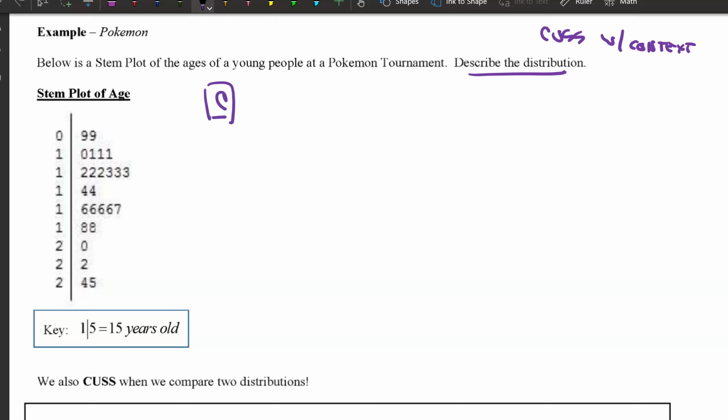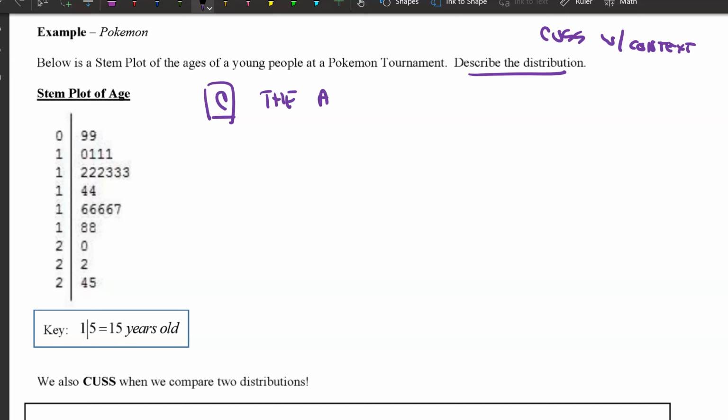So center. Now we're going to learn specific measures of center later. For now, we're just going to talk about middle. So I guess you might say this is the mode, right? But there's a lot of values here, so that kind of pulls the center up a little bit. So I'm going to kind of say the center is right about there. I'm going to say 14 or 15. I'm going to say 15.